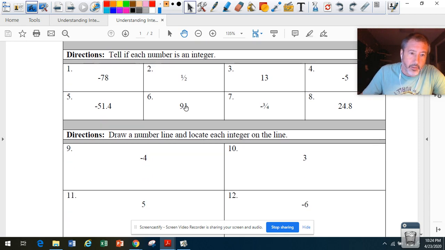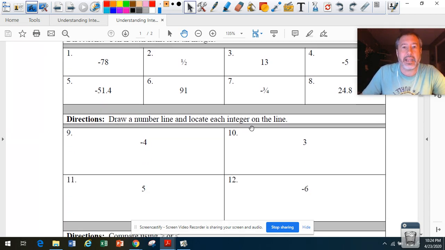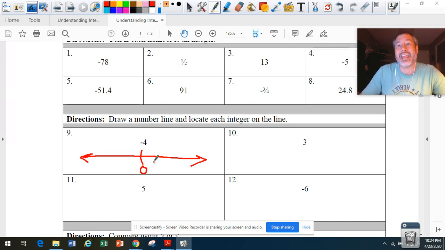If we scroll down, it says draw a number line and locate each integer on the number line. Here's pretty much the easiest thing to do. We're not going to make life difficult for you. Basically, draw a number line, put your arrows, and put a 0 point here. Start with 0. Now, is -4 to the right of 0 or to the left of 0? Of course, it's to the left. Draw a line here. We know it's going to be left, so it's going to be -4 here. That's all that I'm asking you to do. Pretty basic, pretty easy to understand.